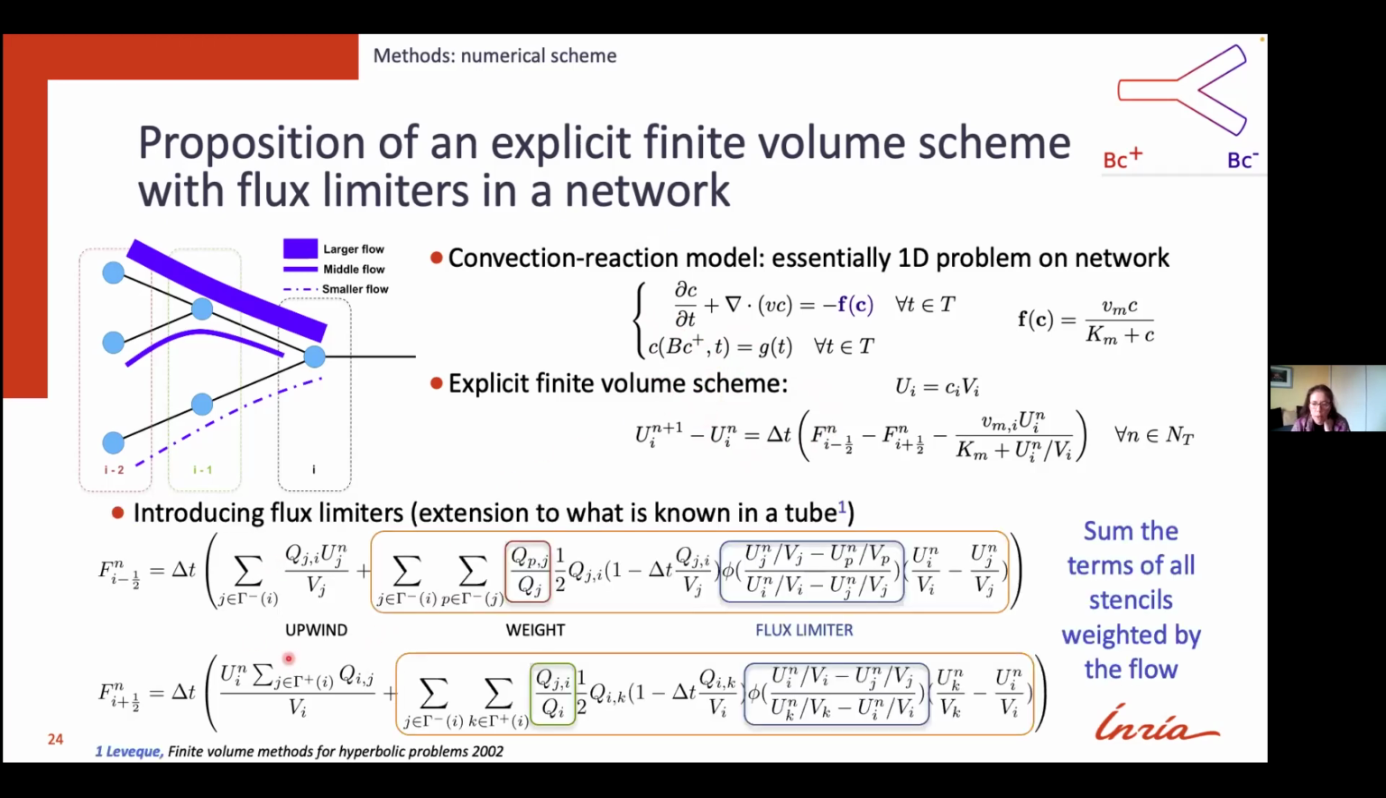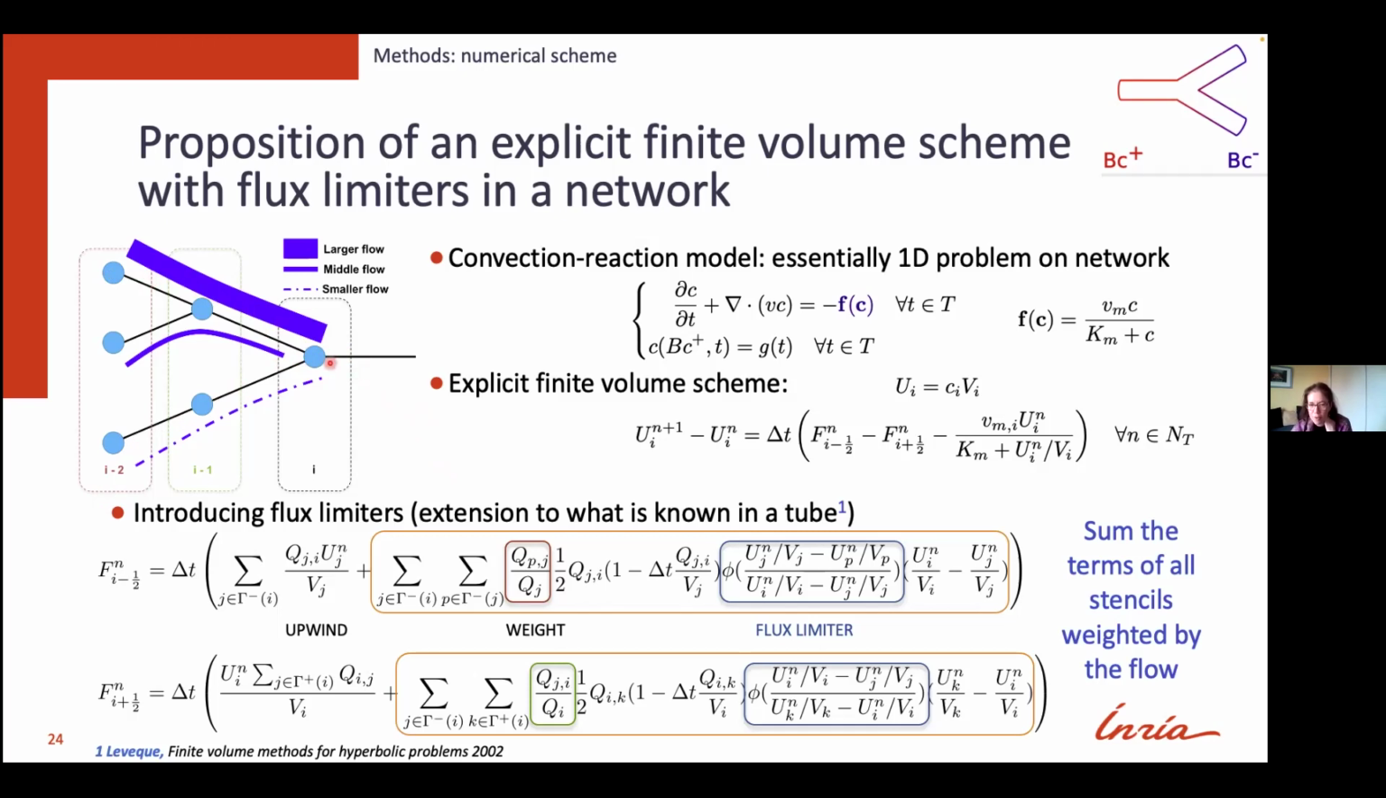for the flux, but for which we provided an extension of well-known flux limiters, because in the literature, what existed was flux limiters for 1D problems. But here the problem is that when you have something transported in a converging bifurcation, when you are at this node here, in fact, the flux limiter needs information from the upstream node.